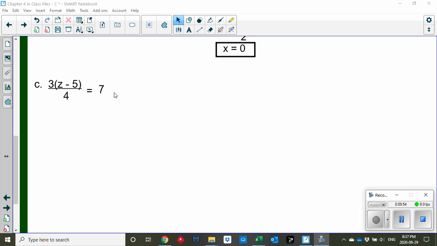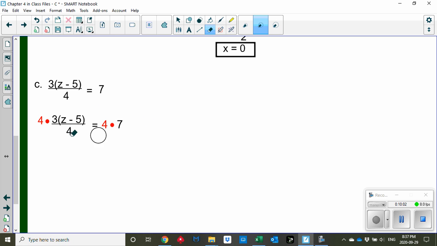Okay, so welcome back. Notice we have an equation, equal sign, one denominator. So what do we do? We multiply both sides by that denominator. This whole thing gets multiplied by 4. This whole thing gets multiplied by 4. What happens on the side with the denominator? They just cancel, and we're left with 3 bracket z minus 5. What happens here? Nothing cancels. There's no denominator. It's 4 times 7 is 28.